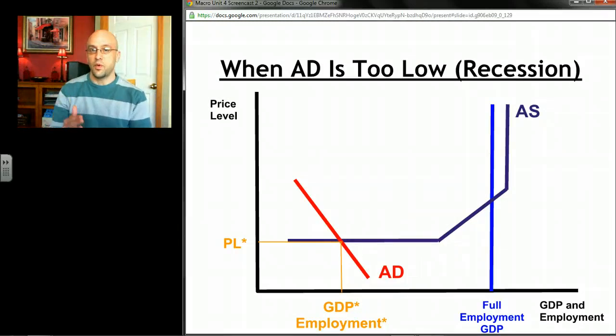So let's start with the case of aggregate demand being too low. Again, there's a place we want equilibrium to be happening. We want it to be happening at full employment. And here it's just simply not. It's happening at too low a level. There's lots of reasons for that. We've talked about why that might happen. And remember, it's equilibrium that determines price level, GDP, and employment. And those are the variables that we're trying to move.